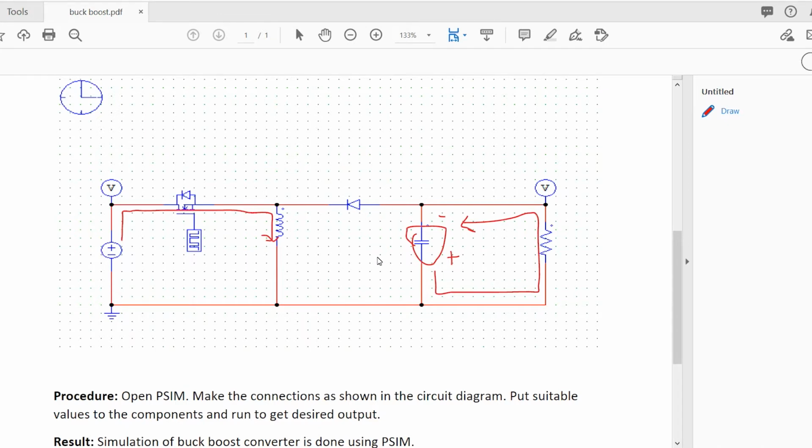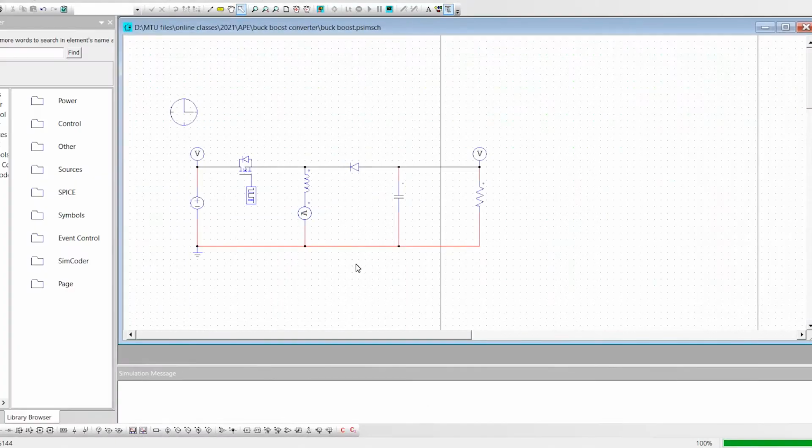So let's open PSIM and verify its working through simulation. Okay, so I have the circuit here, the same thing.